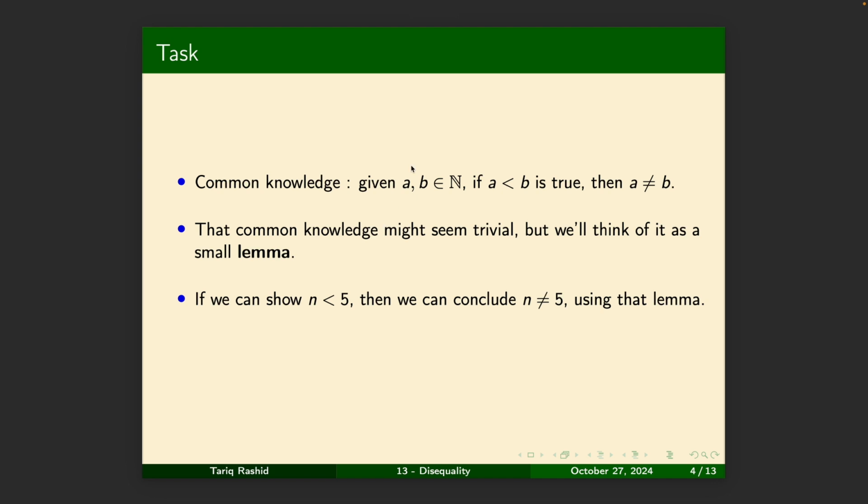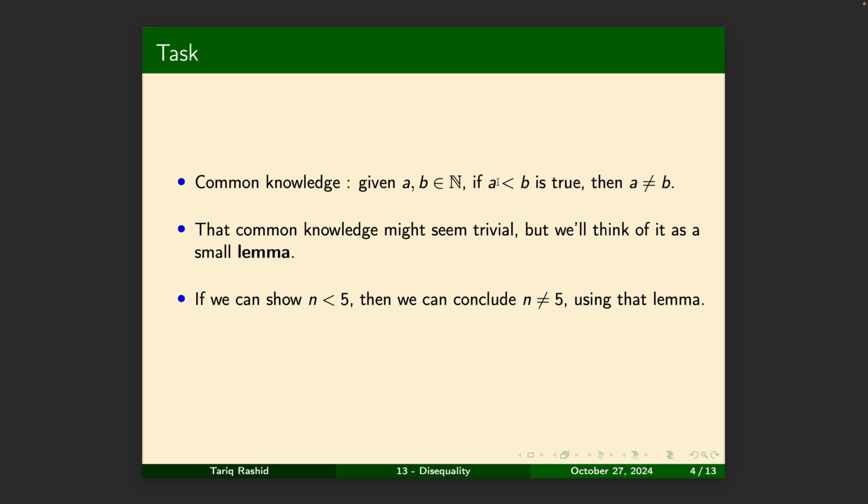So we're going to use some common knowledge. That's what a lemma will encode. That if a and b are natural numbers, and if a is less than b, then a does not equal b. That's kind of common knowledge that we can think of as a small lemma and see how we can apply that to our problem.